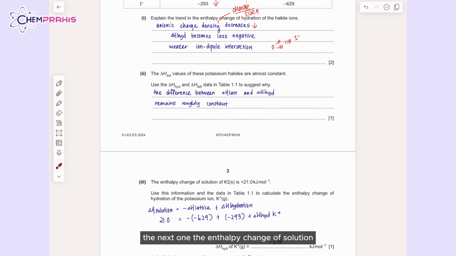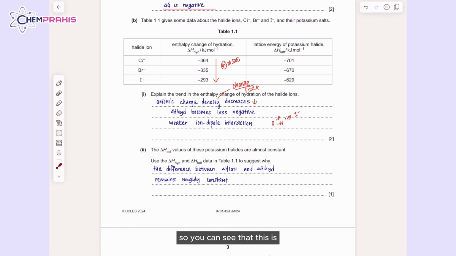The next one, the enthalpy change of solution values of these potassium halides are almost constant. Use the enthalpy change of hydration and lattice energy data in table 1.1 to suggest why. Because the difference between lattice energy and hydration energy remains roughly constant. So if you try to work out the values for these, you will actually get a roughly similar value. And if you want to calculate enthalpy change of solution, this is the formula that we use. We will minus or reverse lattice energy and then plus the enthalpy change of hydrations.